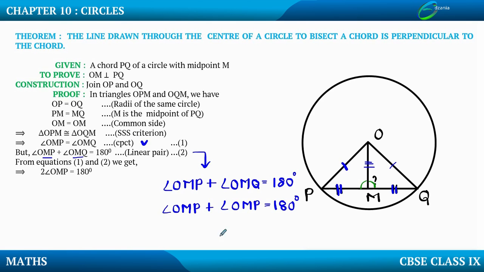Now what is OMP plus OMP? We can say we have 2 times angle OMP. So this is how we got this step. 2 times angle OMP is equal to 180 degrees. So further 2 will be divided and we get angle OMP is equal to 90 degrees. So clearly the angle formed over here has to be 90 degrees. So we can now say that if a line is drawn through the center of the circle bisecting the chord, then it is perpendicular to the chord. That is, this angle becomes 90 degrees over here. So this is the converse of the previous theorem.